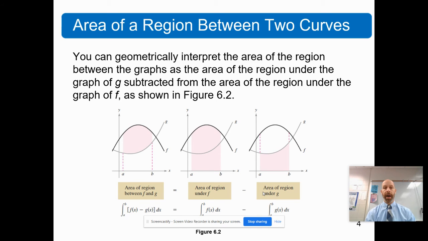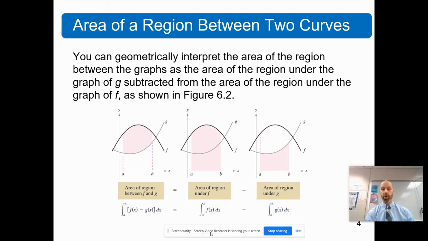So if we're trying to figure out what the area is between those two curves, the way we can do that is take the area of what's under the graph of f, that's the middle picture, and then we look at the area of what's under the graph of g, that's the picture there on the far right, and then we're going to subtract those two quantities. So we're taking the whole area minus the lower area. That's going to give us the area in between the two curves.